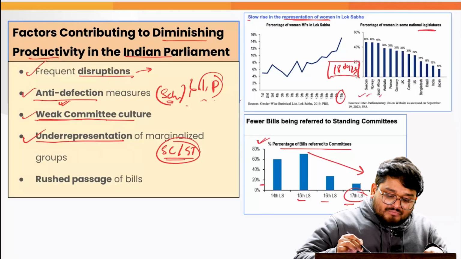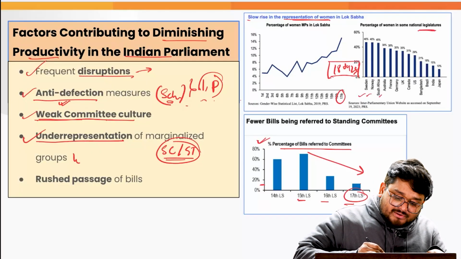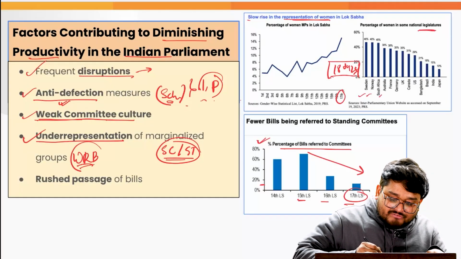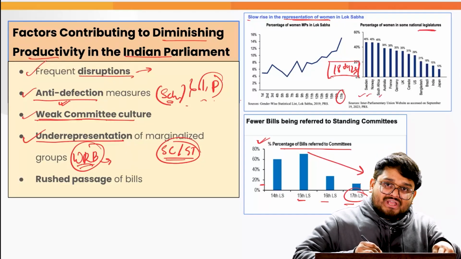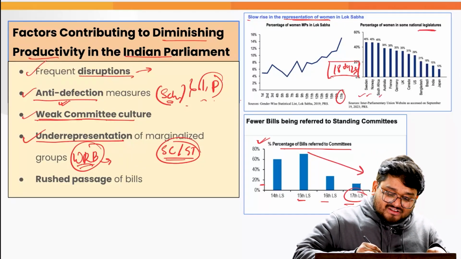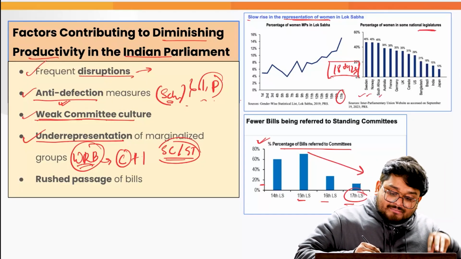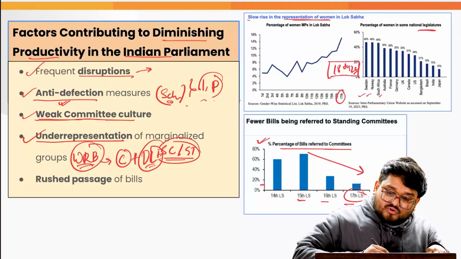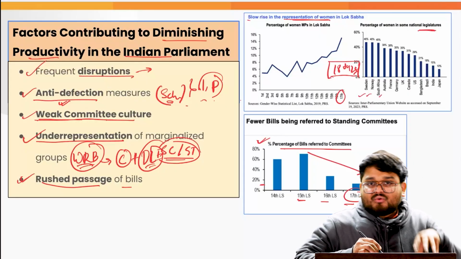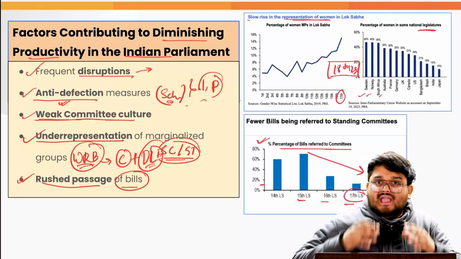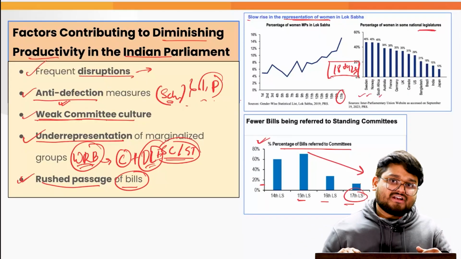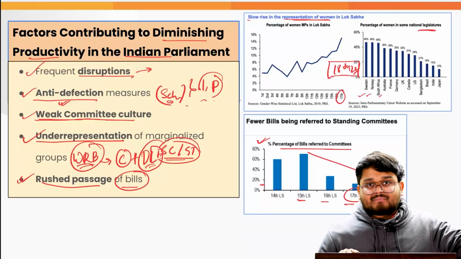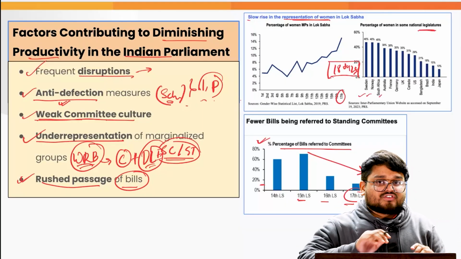In this matter, we also have the women's reservation bill, but that cannot be effectuated until we conduct the census and the delimitation exercise. Correct? So that is also one concern. Also, the rushed passage of bills without enough deliberation in the parliament itself, let alone the parliamentary committees, is a cause of concern.